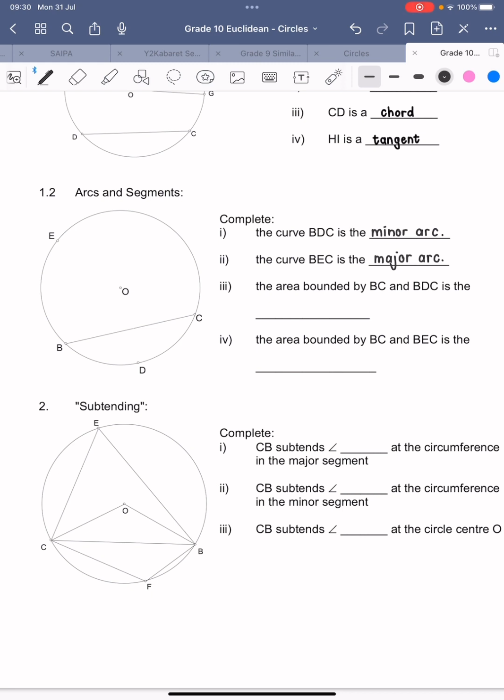The area bounded by BC, which is a chord, and BDC. Now, guys, this kind of area is called a segment, right? But now we need to say, is it the minor segment or the major segment? The minor segment, because it is the smaller one of the two. So for the first one, we're going to write minor segment. And then the area bounded by BC, again the same chord, and BEC, that is now the major segment.